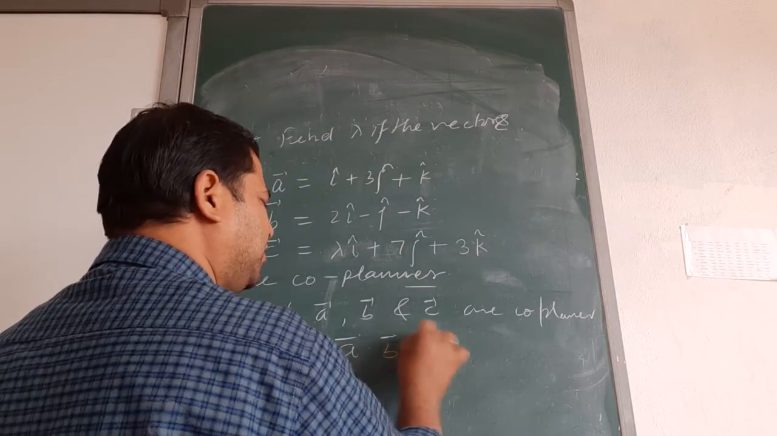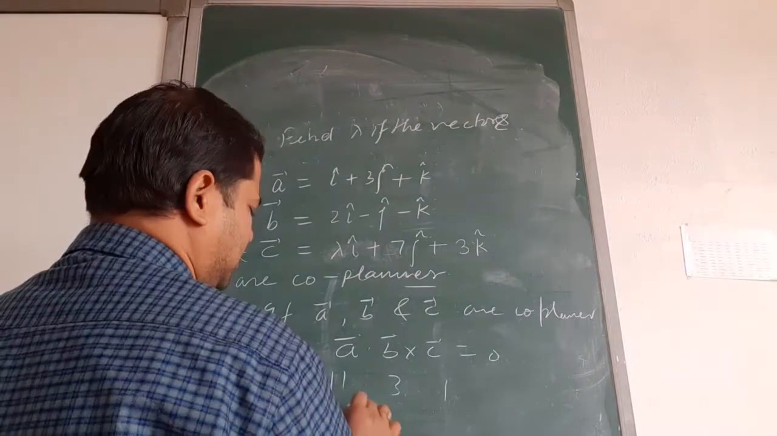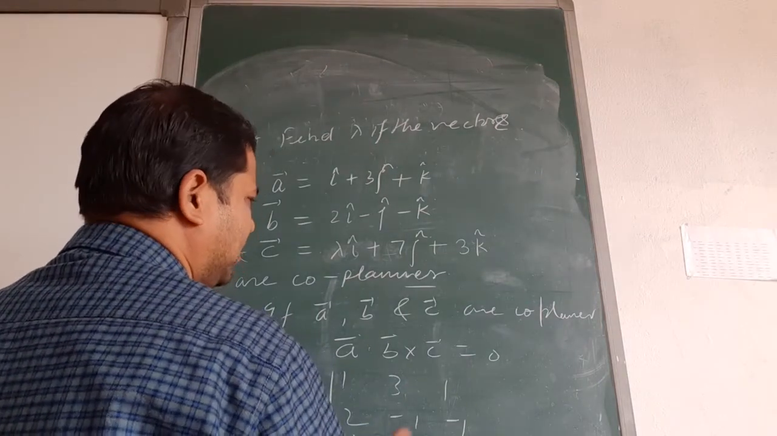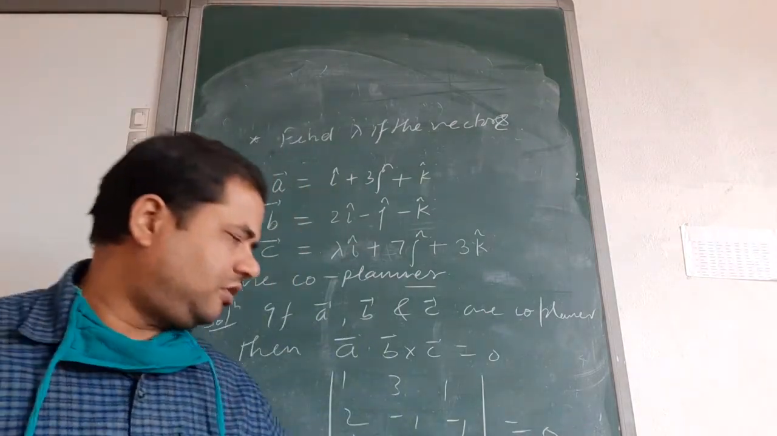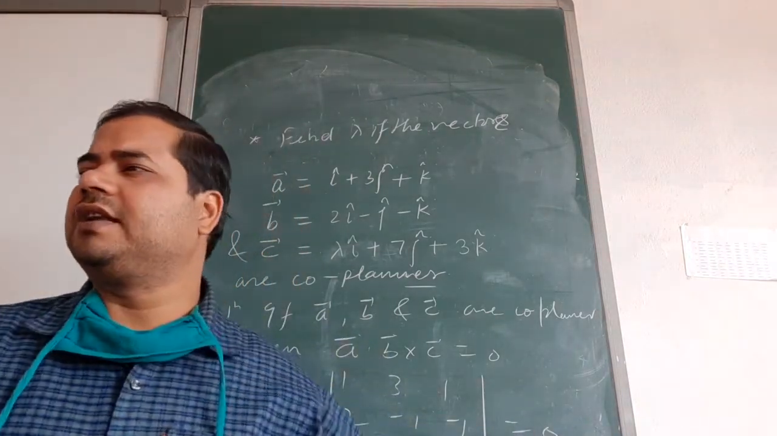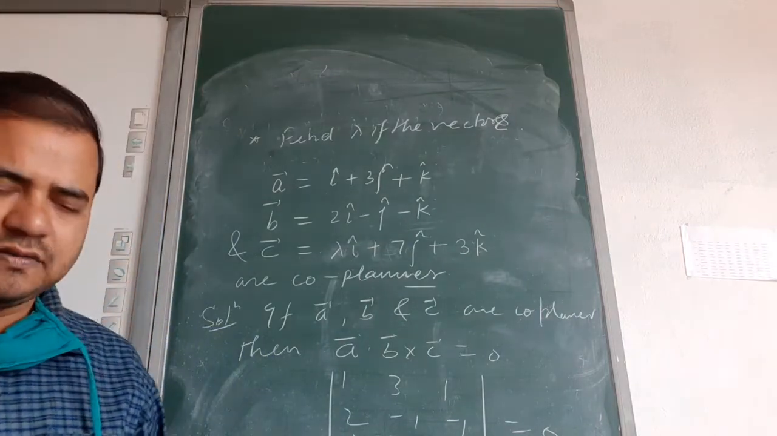Okay, so solution: if vector A, vector B and vector C are coplanar, then A dot B cross C must be equal to 0. That means the determinant of 1 3 1, 2 minus 1 minus 1, lambda 7 3 must be equal to 0. So solve this determinant and this must be equal to 0. You will get the value of lambda. You know how to solve this? Okay. So solve this also.